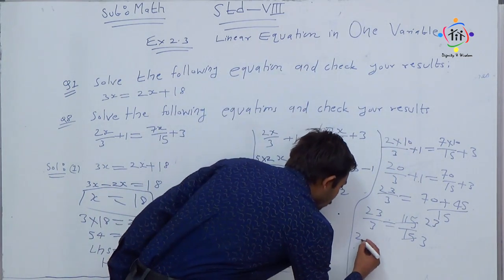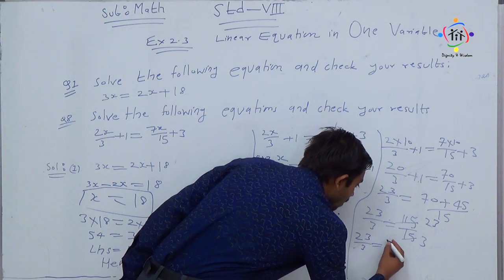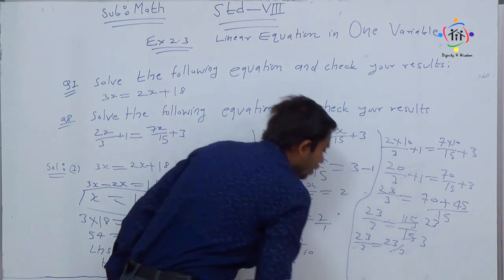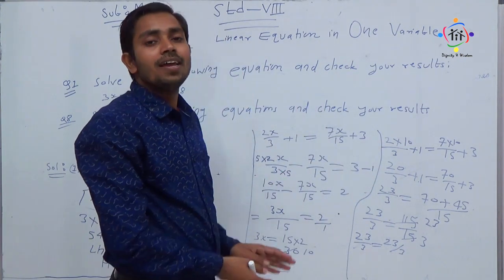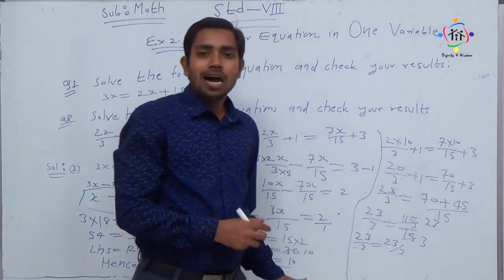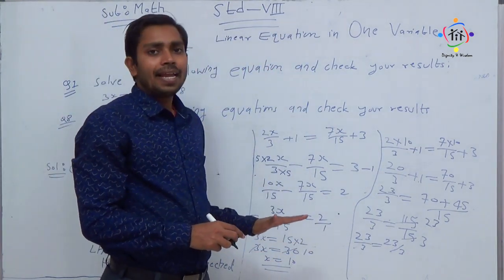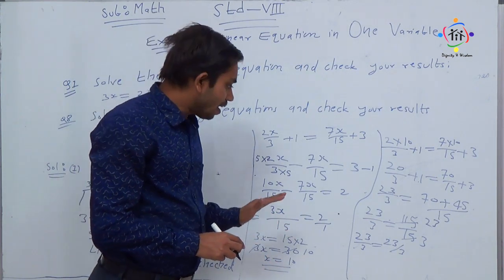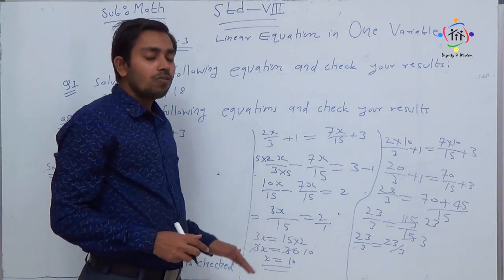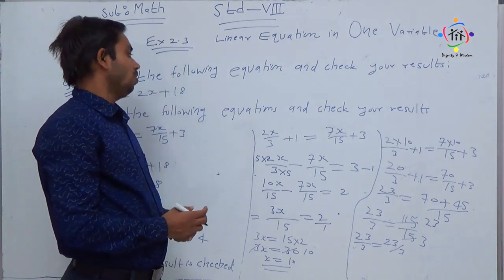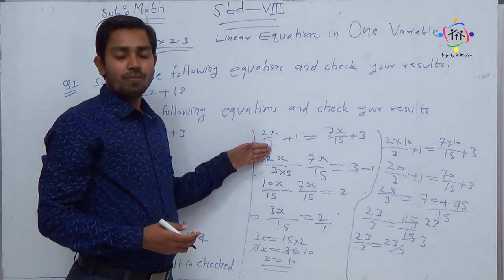Hence here also we got 23 by 3 is equal to 23 by 3. Hence it is verified, LHS is equal to RHS. That means the result is verified. It is correct. So the value x is equal to 10. It is a correct solution for the given equation, my dear students.